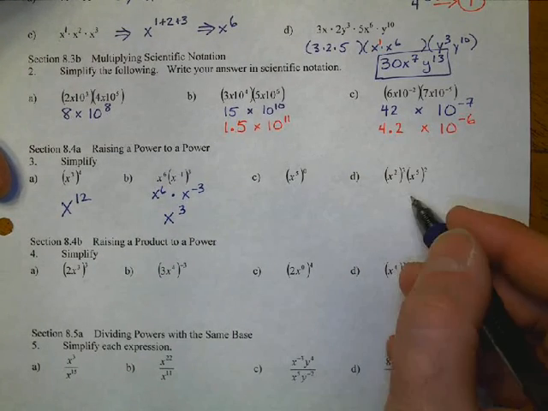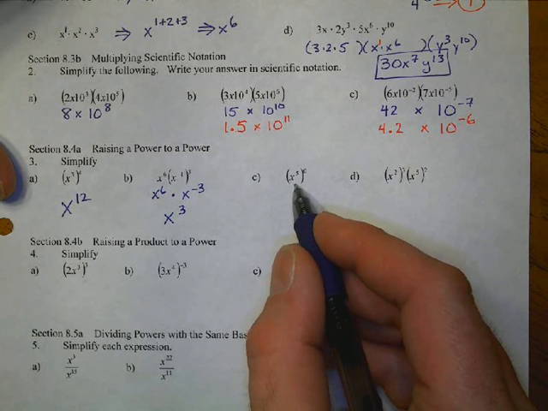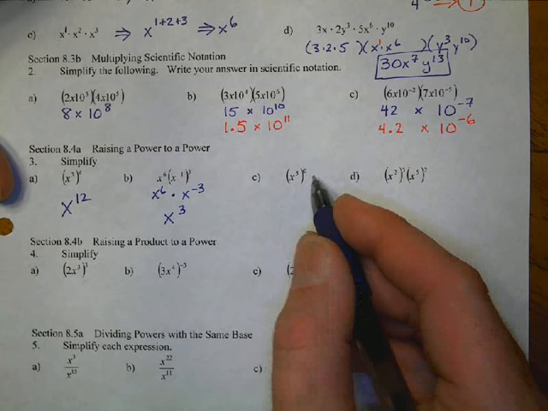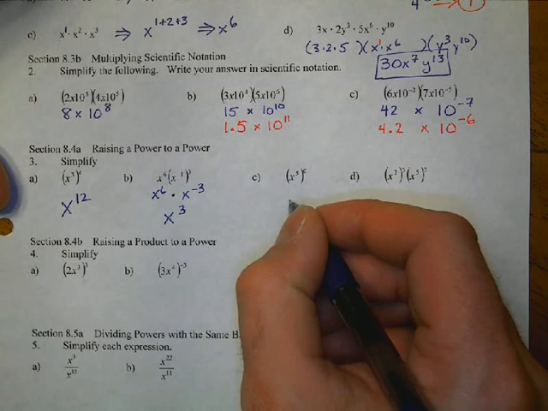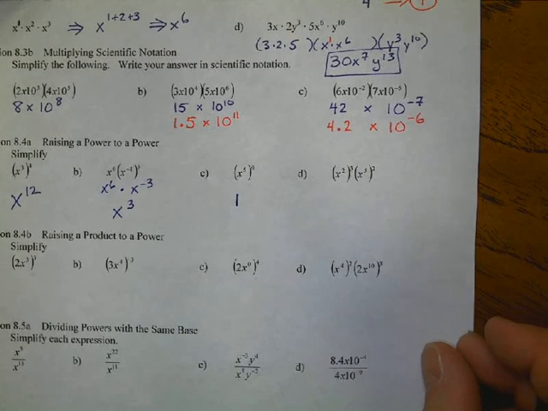Moving over, we have a parentheses to a 0. It doesn't matter what's inside the parentheses. It could be 4,262. Anything to the 0 is 1. So without any extra work, you can say the answer is 1.